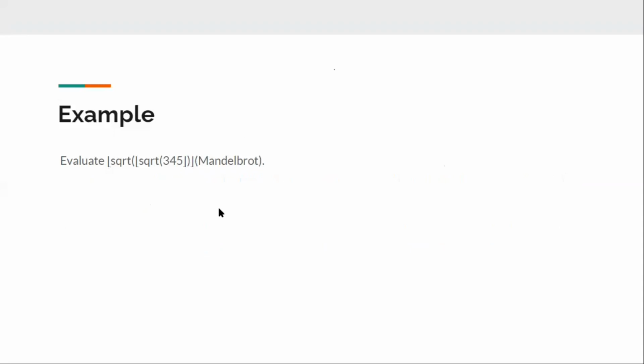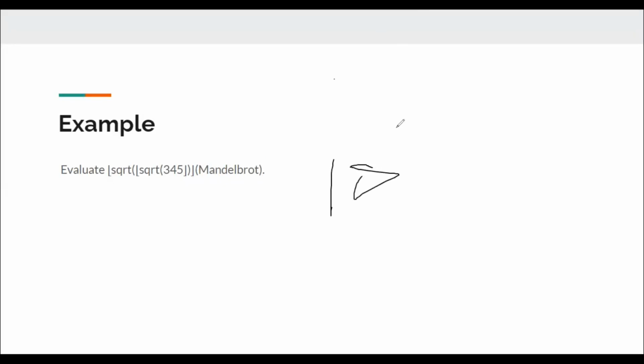Here's an example from Mandelbrot, a floor function problem. It says the floor function of the square root of the floor function of the square root of 345 is equal to what? You know that 18 squared is equal to 324, and 19 squared is equal to 361. So the square root of 345 is going to be 18 point something, let's just say A. But that doesn't matter, because when you take the floor function, it's going to become 18.